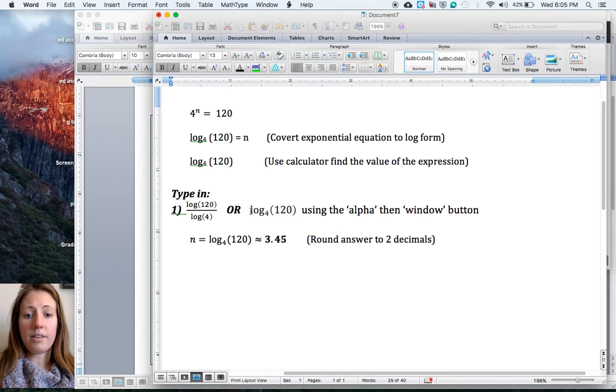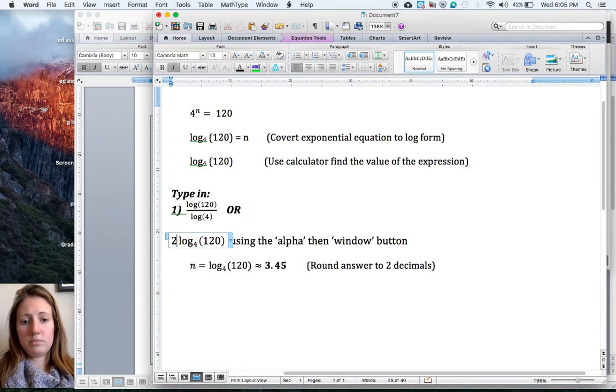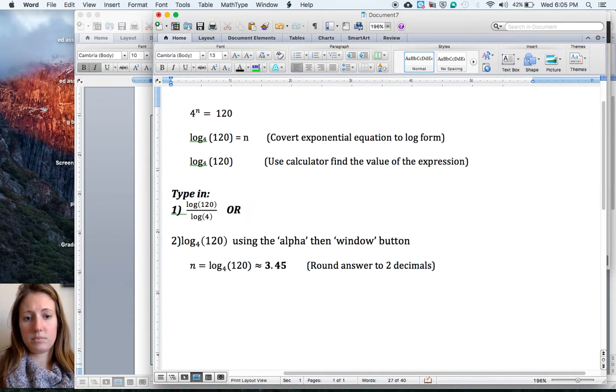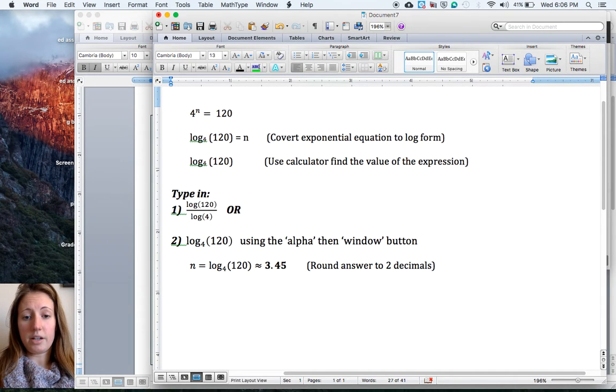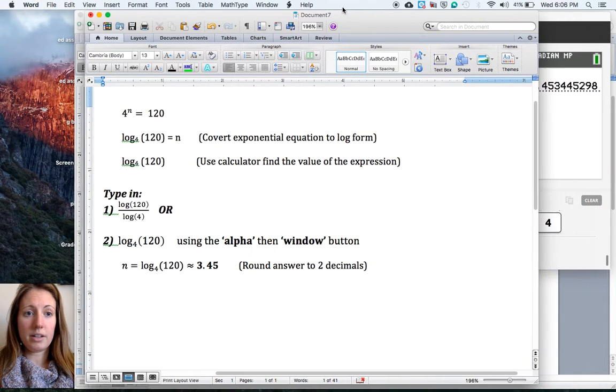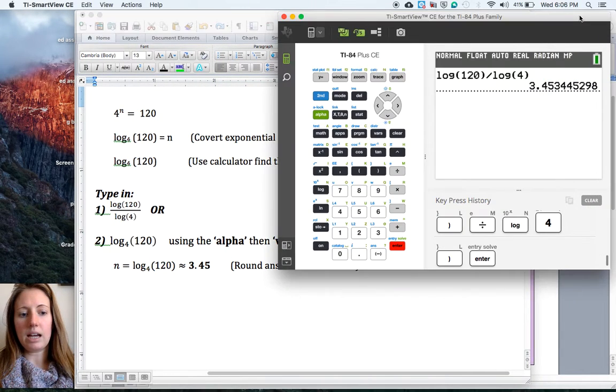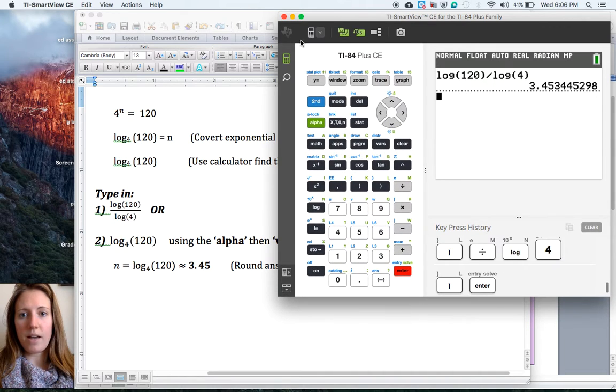The other method here is to actually use a log base feature in your calculator. The buttons you need to press are outlined here, alpha and then window. I want to just emphasize that not everyone has these options in their calculator. It is, I believe, only on the TI-84 versions, but you're definitely welcome to try it in the TI-83. I just cannot remember and don't have a TI-83 on this software.